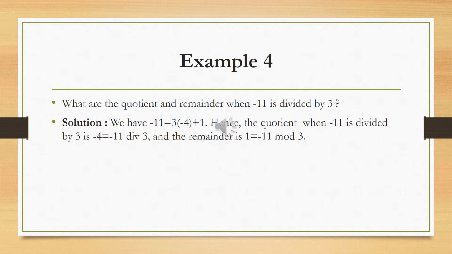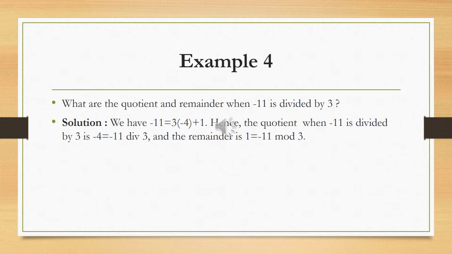What are the quotient and remainder when negative 11 is divided by 3? We have negative 11 is equal to 3 times negative 4 plus 1. Hence the quotient when negative 11 is divided by 3 is equal to negative 4, because negative 4 is equal to negative 11 div 3, and the remainder is 1, because 1 is equal to negative 11 mod 3.